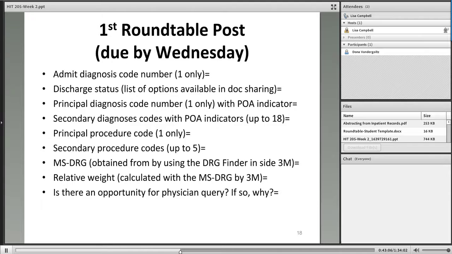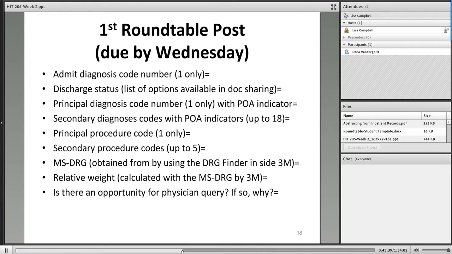In doc sharing, there is a list of discharge statuses. We also call them discharge disposition. That is one of the documents that I mentioned last week that you need to have in your reference binder. So again, one of the things I want to tell you is that if you did not attend or listen to the week 1 lecture, it is very important that you do that first prior to getting fully involved with this particular lecture, because each week I'm building upon what was covered last week.